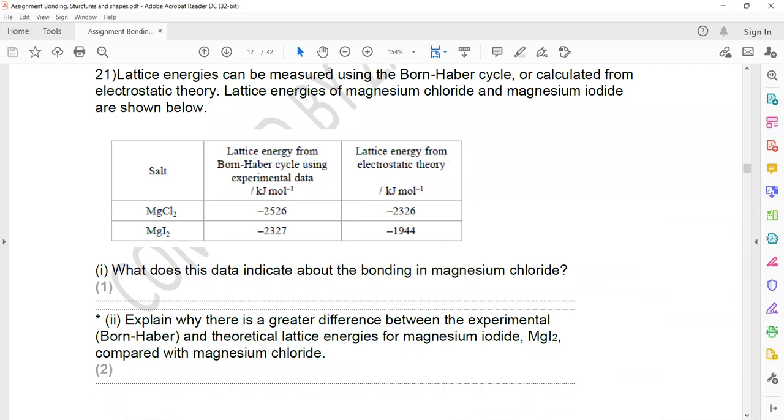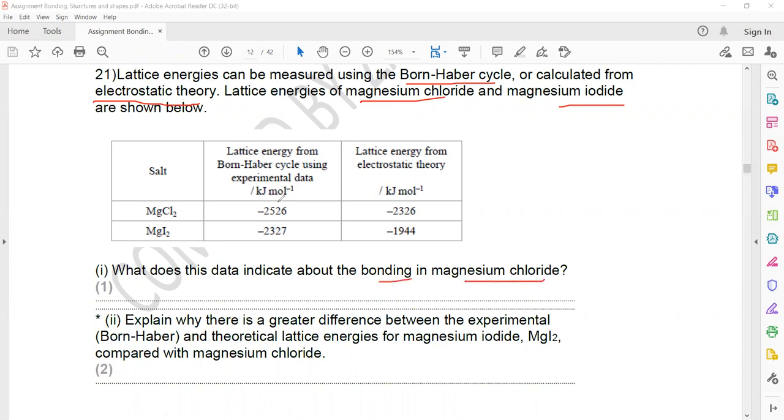So in the first question, question 21, the lattice energies can be measured by using a Born-Haber cycle or can be calculated by electrostatic theory. In electrostatic theory, we consider ions to be perfect spheres. The lattice energy of magnesium chloride and magnesium iodide are shown, from the Born-Haber cycle using the experimental lattice energy, and from the electrostatic theory. What does this data indicate about the bonding in magnesium chloride?